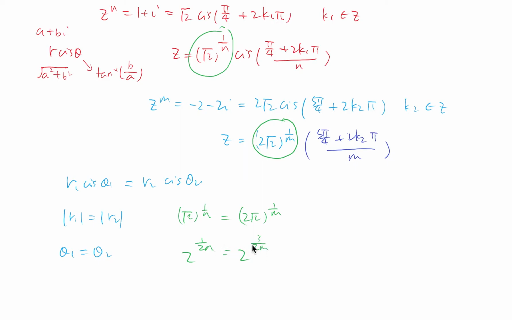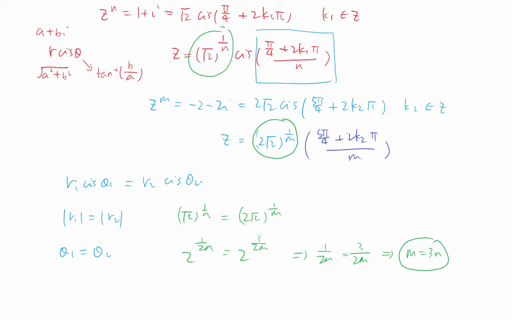Since both are 2 raised to a power, the index must be the same. So we get 1 over 2n equals 3 over 2m, and we find the relationship between m and n: m equals 3n. Then their arguments must be exactly the same as well, so we equate both arguments together.